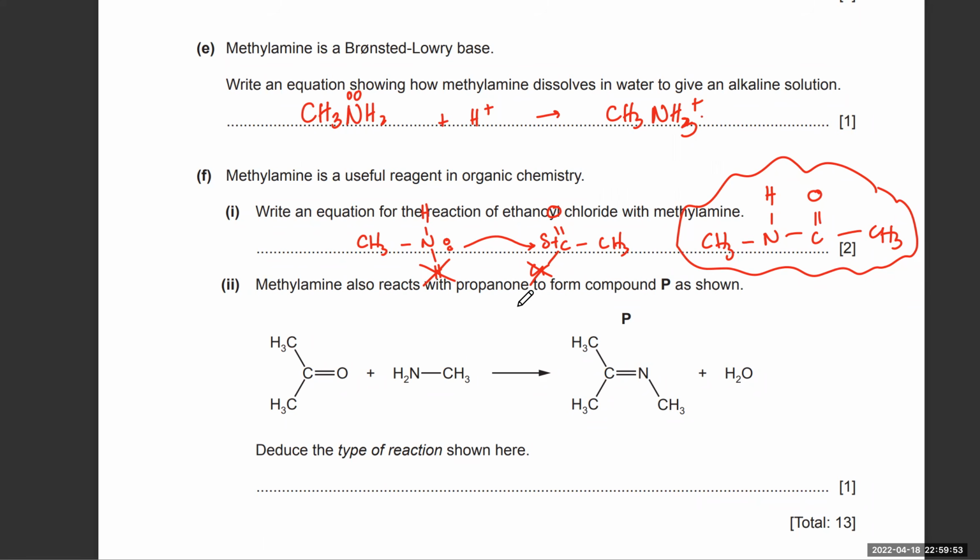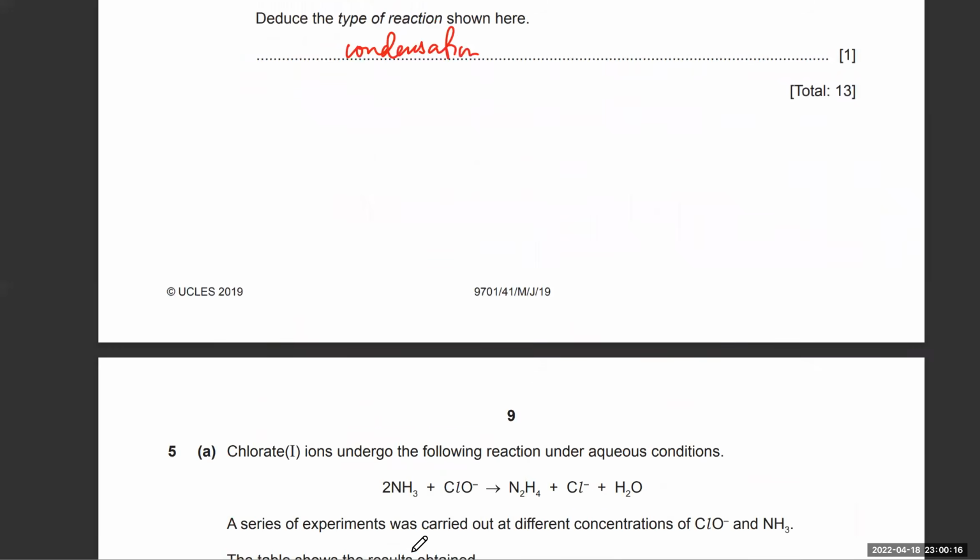Now, methylamine also reacts with propanone to form P. So that is methylamine, and he's saying deduce the type of reaction. So what is the reaction where a water molecule gets produced? Condensation. Because this one is condensation. Elimination. And so that's this one. Let's move to the previous question.